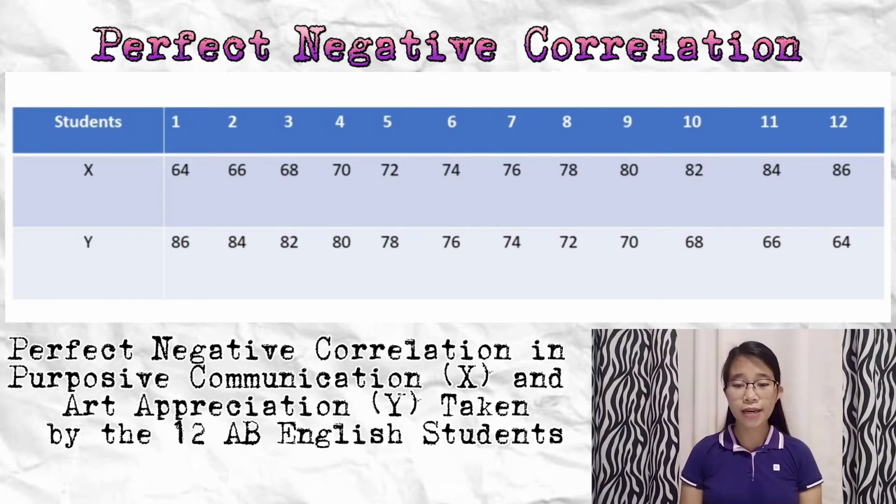As you can see, the score of each student in test X is an exact opposite in test Y. X increases as Y decreases. A student who gets a high score in test X is low in test Y, and one who gets the highest in test X got the lowest in test Y.